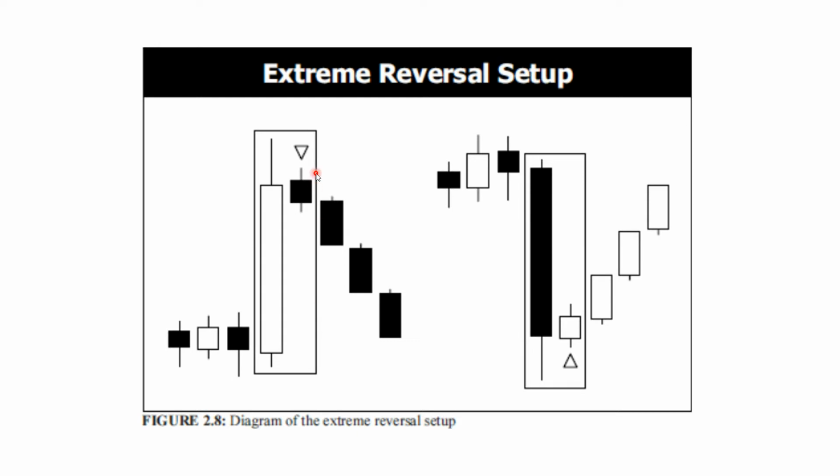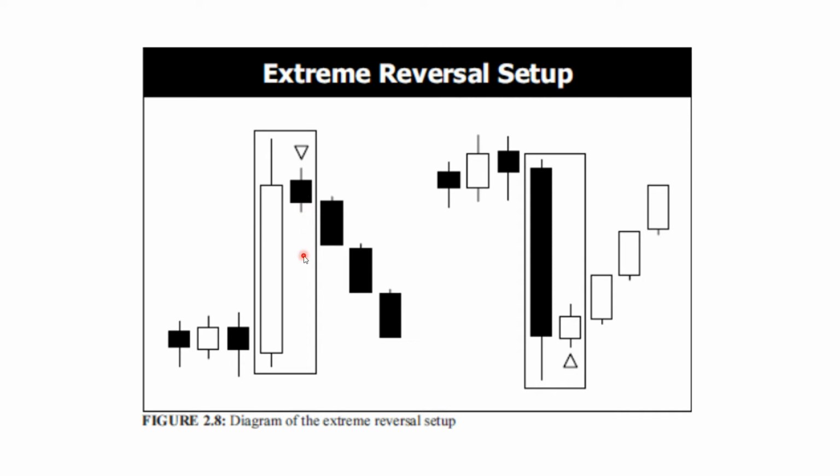The third part of this setup is the reversal candle itself. This candle can have any size. What we are looking for is a much bigger size if possible, because then it will confirm the strength of the reversal. But it has to be the opposite candle.